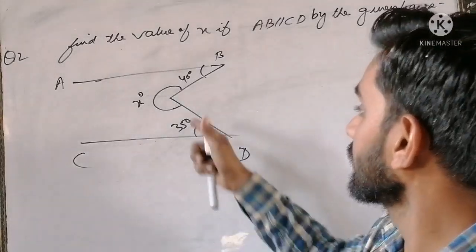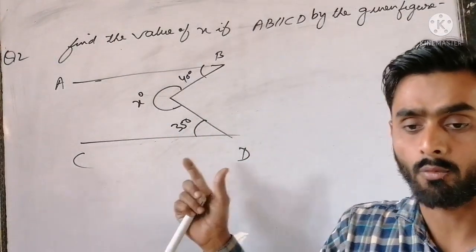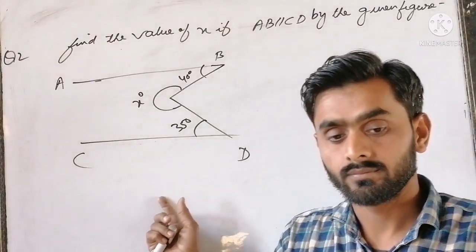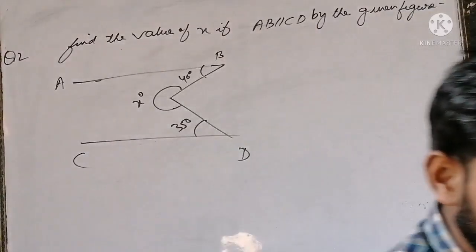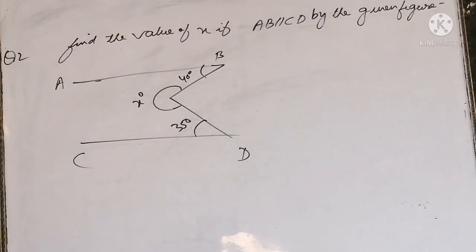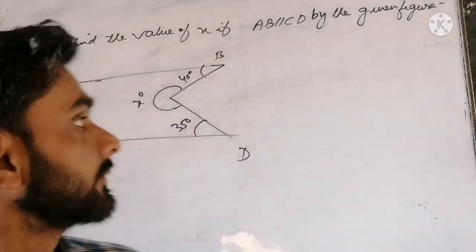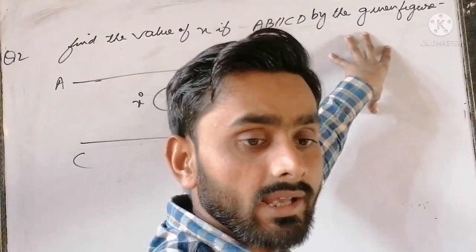You have read the property of parallel lines, so you can solve these questions properly. What is the value? 285. Right. We will discuss the property of parallel lines.